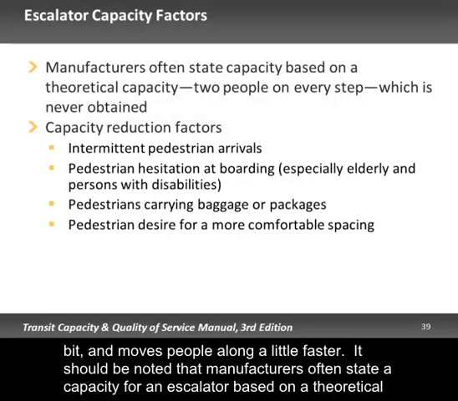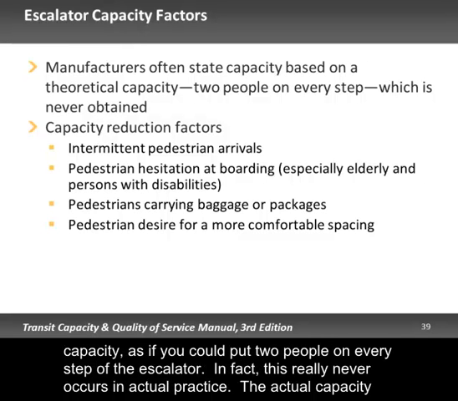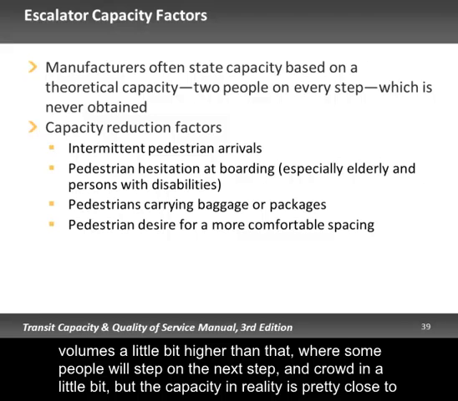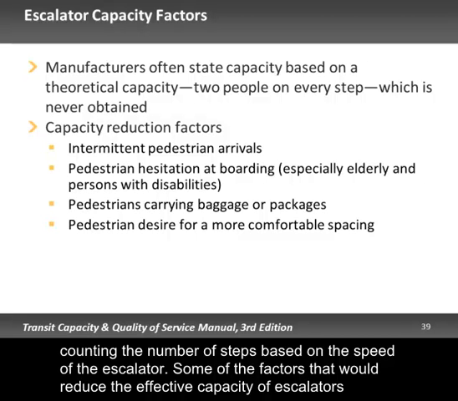It should be noted that manufacturers often state a capacity for an escalator based on a theoretical capacity, as if you could put two people on every step of the escalator. In fact, this really never occurs in actual practice. The actual capacity obtained is closer to one person per step, or you could think of that as two people standing on every other step. Some places we've seen volumes a little bit higher than that, where some people will step on the next step and crowd in a little bit. But the capacity in reality is pretty close to counting the number of steps based on the speed of the escalator.